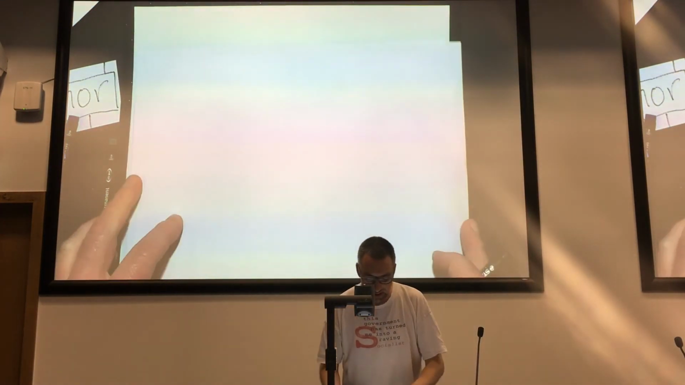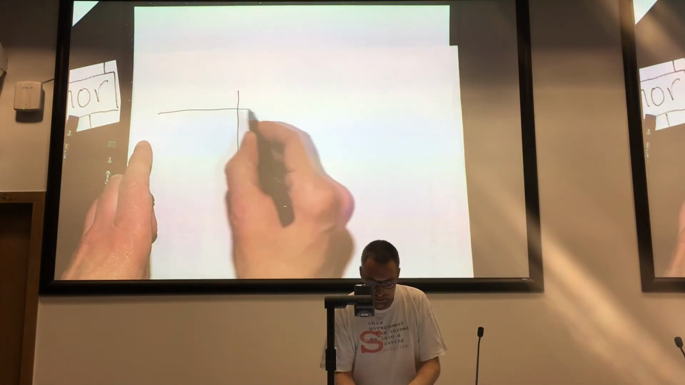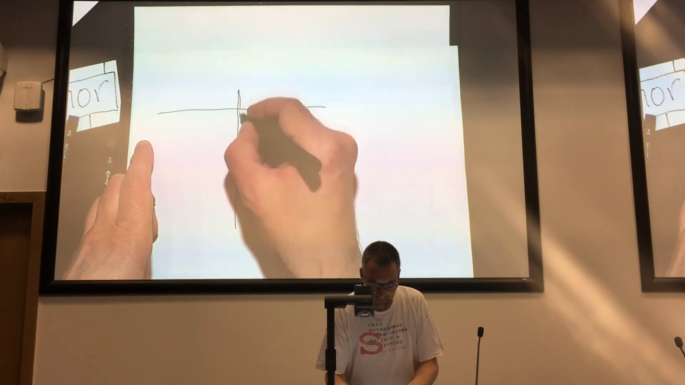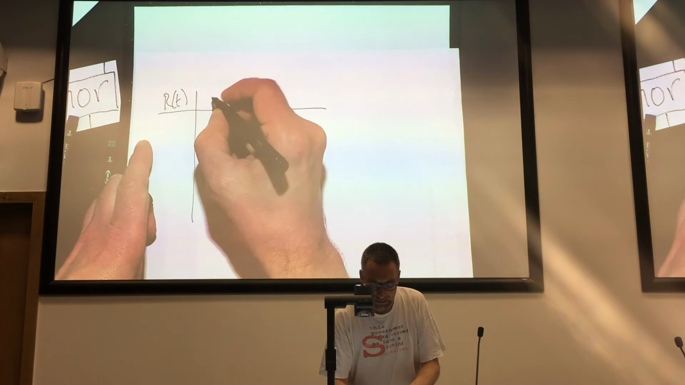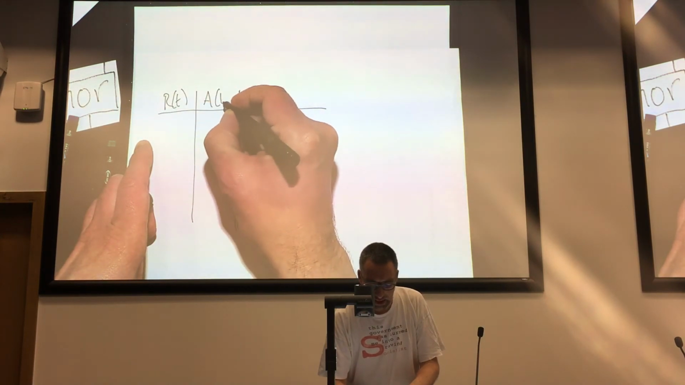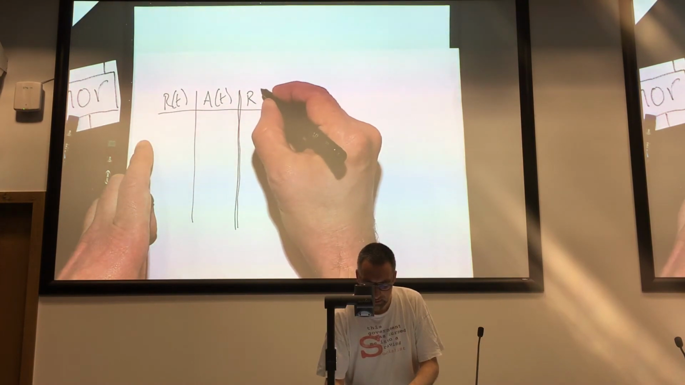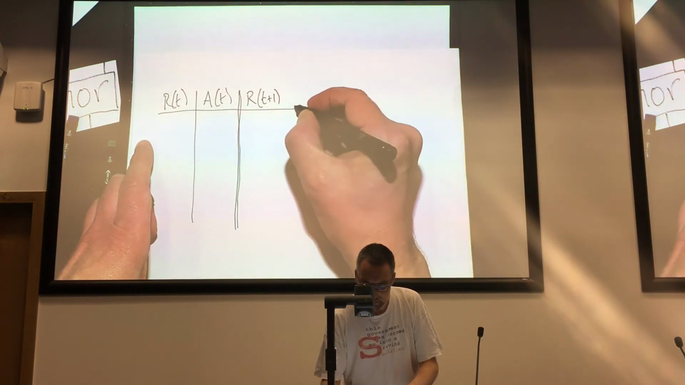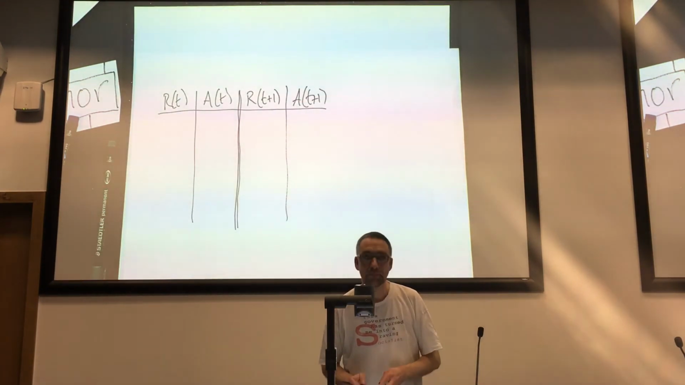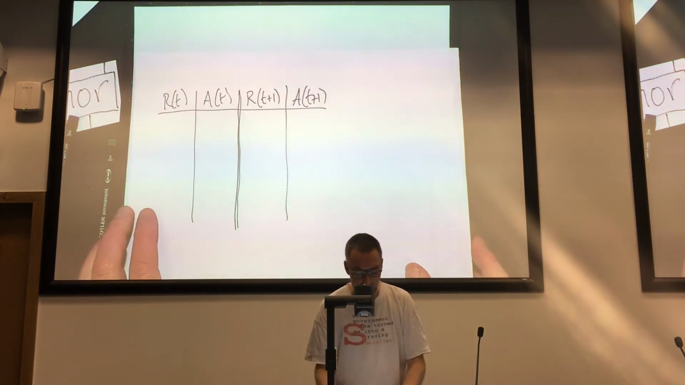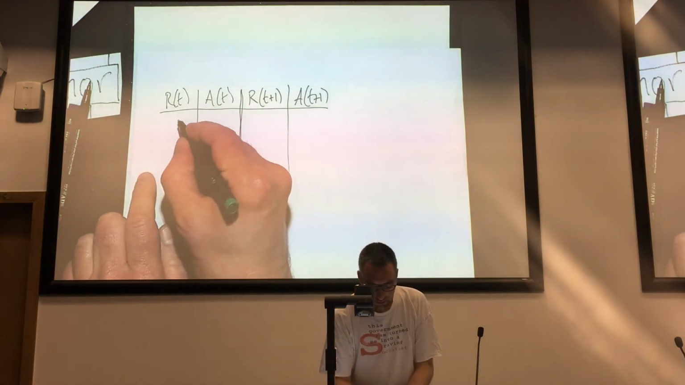Okay, so let's first of all just draw a table. If we know red at time t and we know amber at time t, let's figure out what should be red at time t plus 1 and amber at time t plus 1. Okay, we got 4 possibilities.